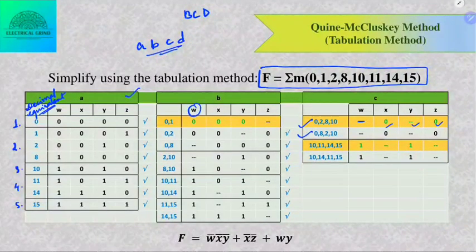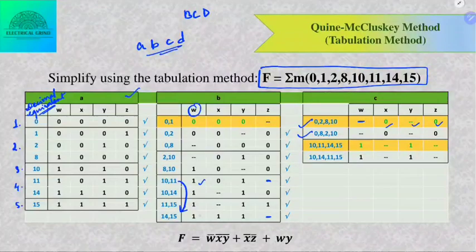So if we see 10, 11 and 11, 15, are they matching? No, they are not matching. So we will move to 10, 11 and 14, 15. Yes, the dash positions are matching. Now we will see if there is more than one variable differing or only one variable differing.